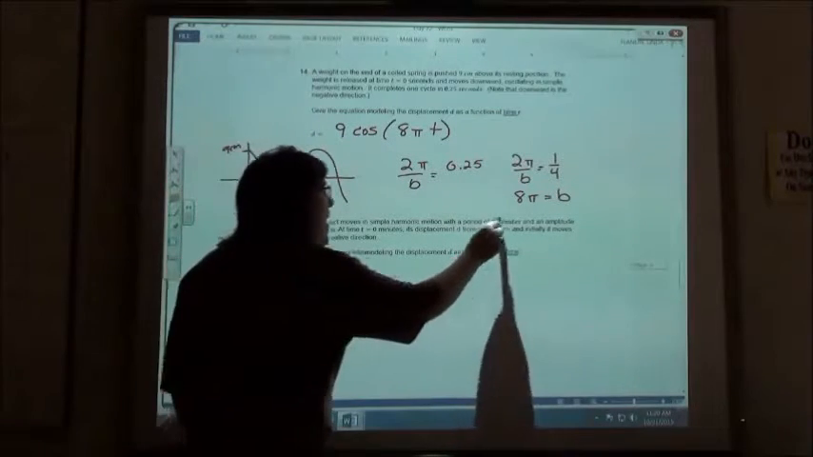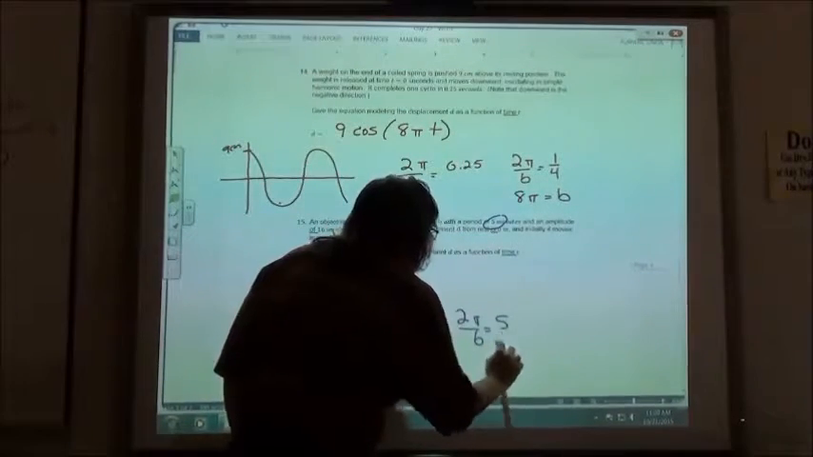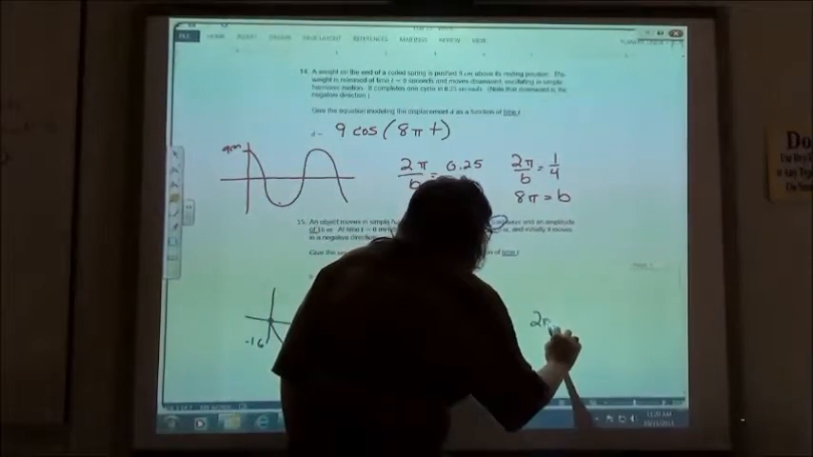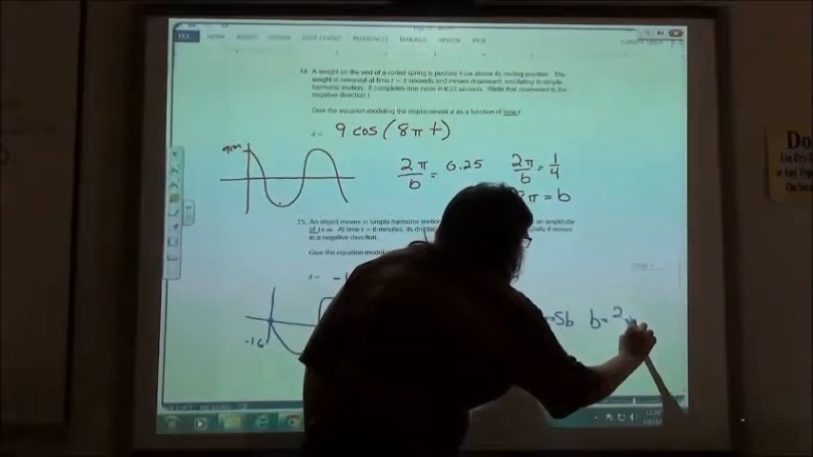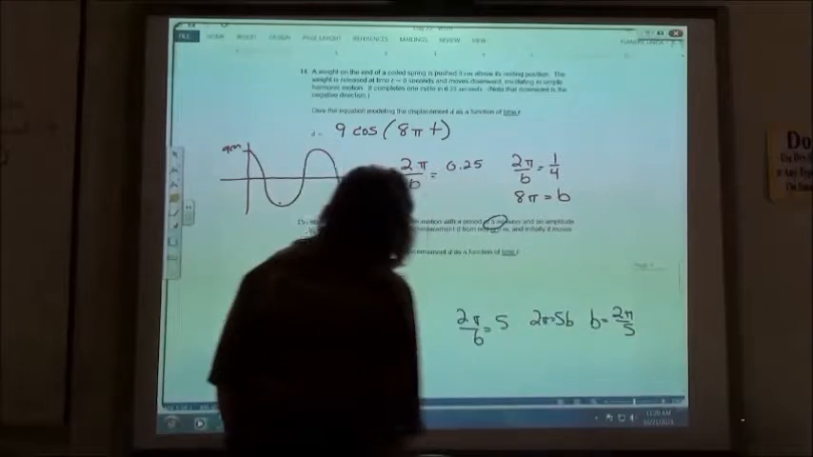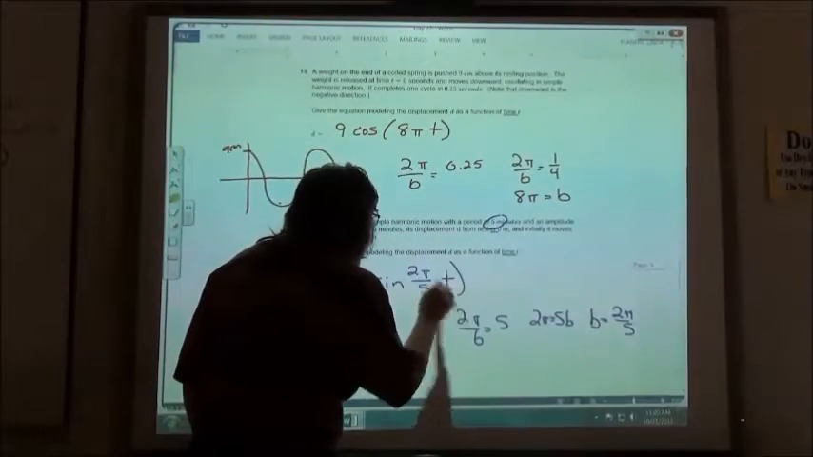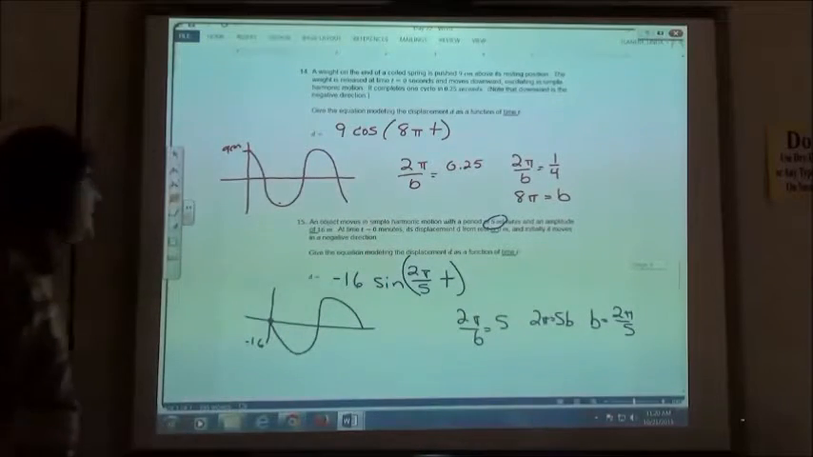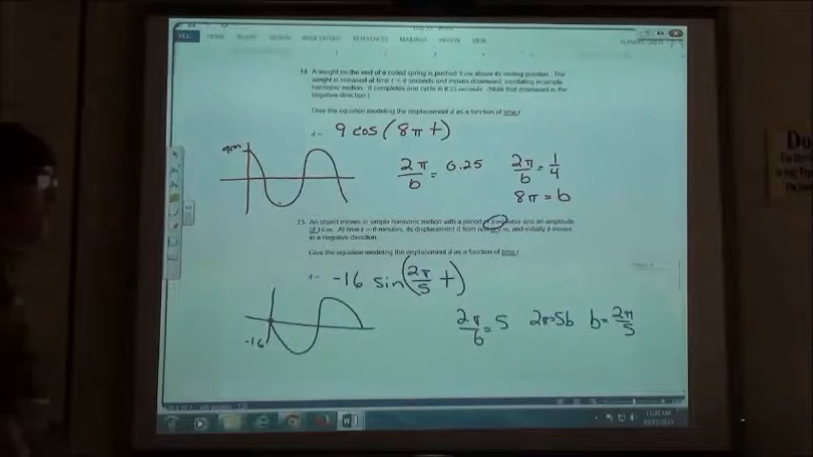My period is 5 minutes, so 2 pi over b would equal 5. So 2 pi would equal 5b. So b is going to equal 2 pi over 5. So I would have 2 pi over 5t. And so d is equal to negative 16 sine of 2 pi over 5t.